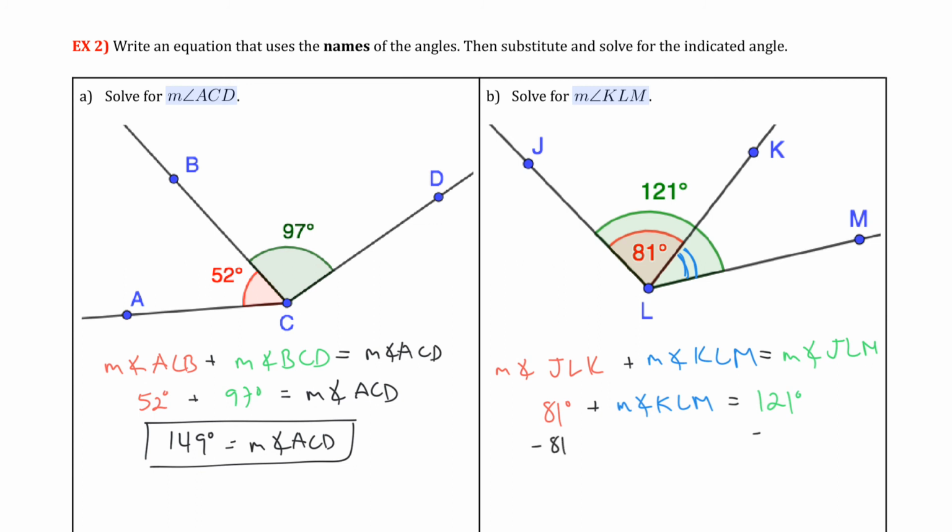All right, doing a little bit of algebra to finish solving, we're going to subtract 81 degrees on both sides of the equation. 81 minus 81 becomes 0. And what I'm left with is the measure of angle KLM, and this is equal to 40 degrees.